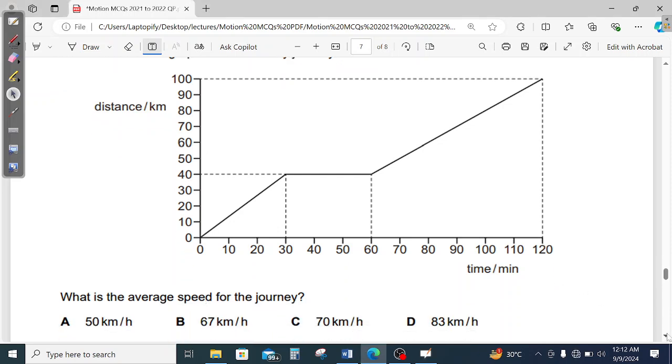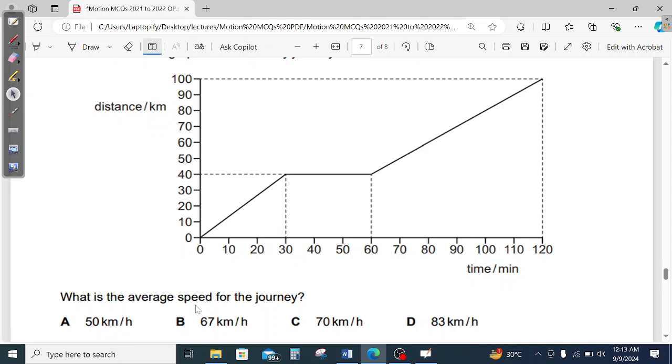But look at this: the distance is given in kilometer and the time is given in minute, but the answer is in kilometer per hour. It means you have to convert the time into hours. To convert minutes into hours, you divide the minutes by 60. The options are also in kilometer. This is the distance time graph, and you have to find the speed here.